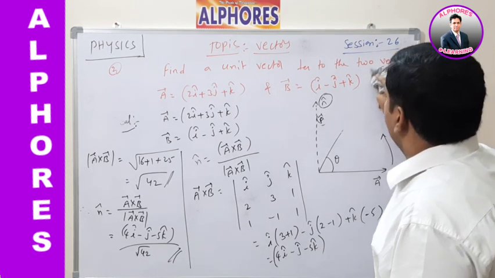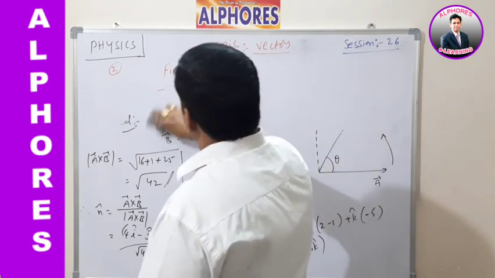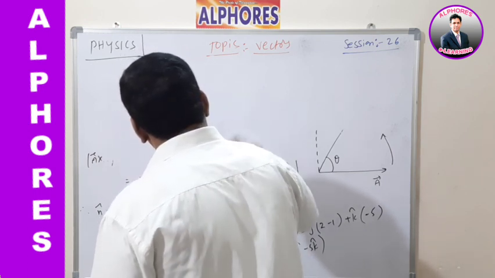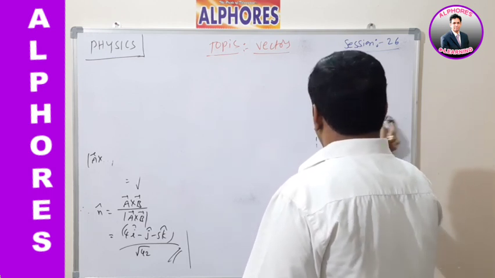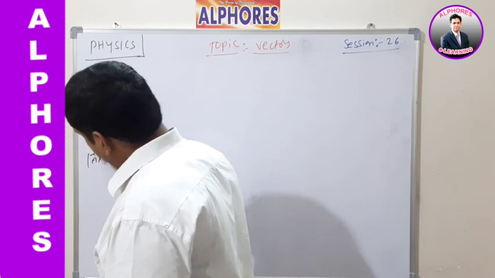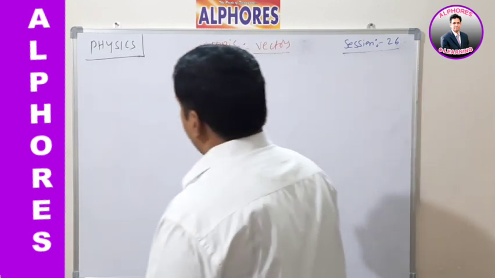Right, so I have to give one more problem based on the cross product of two vectors. There are many problems based on the cross product and dot product. So this kind of problem. Please write down one more question.